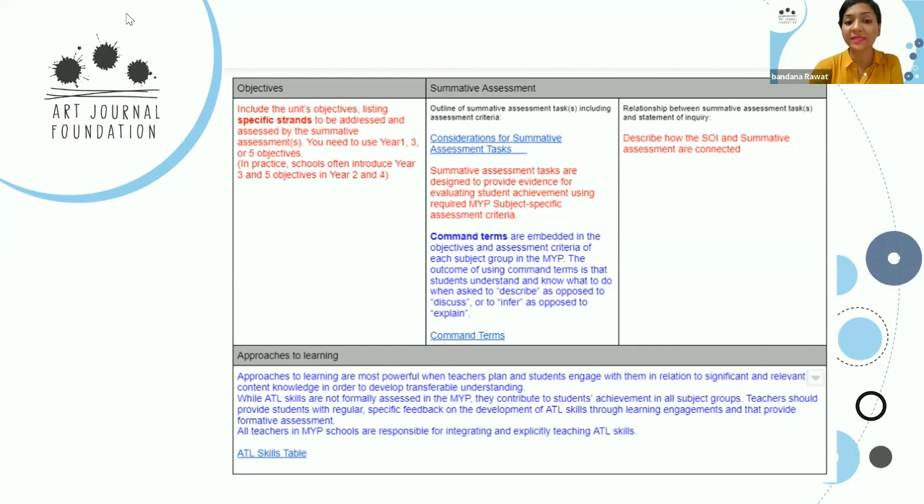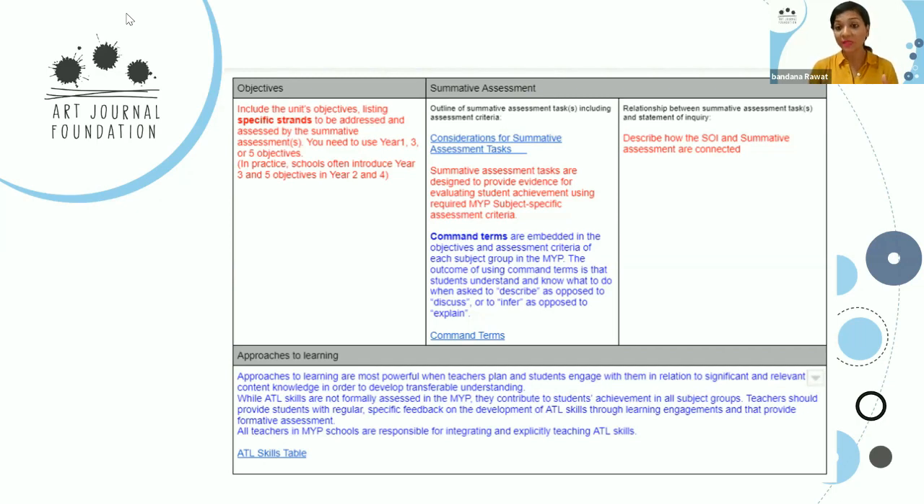So if you see in the summative terms, there's something called command terms. Again, if you look at the arts guide, it clearly gives you whether we are looking at describe, whether we are looking at evaluate, whether we're looking at analyze. The command terms play a very, very pivotal role. For example, we were focusing on subject specific terminology. Similarly, our students need to understand what is the command term, what is the aspect of analyze, what is the aspect of critique, how do we critique.